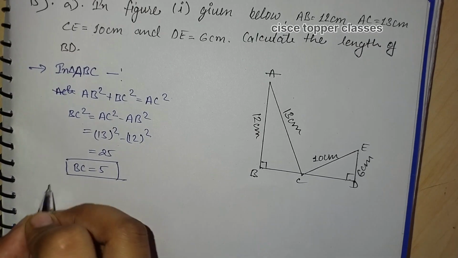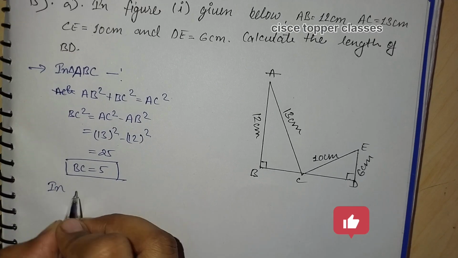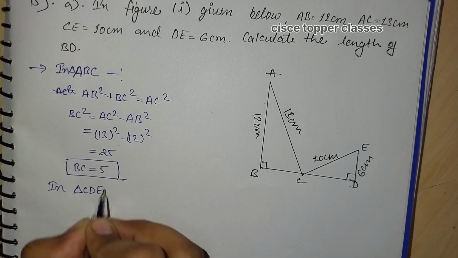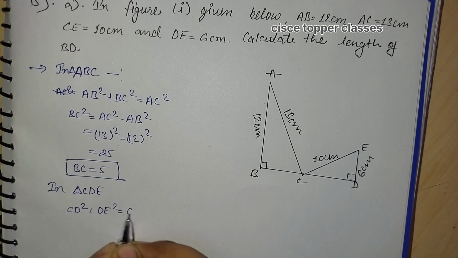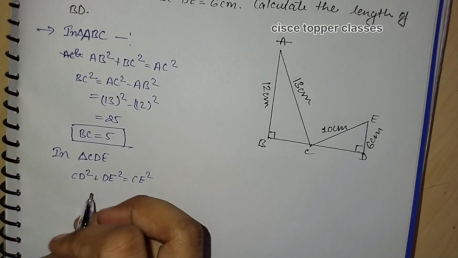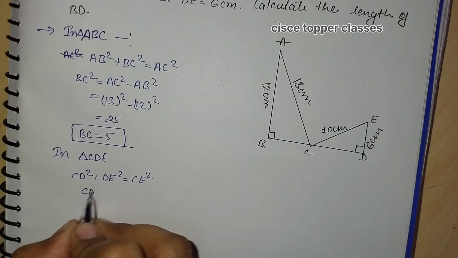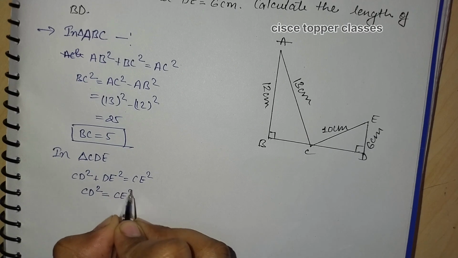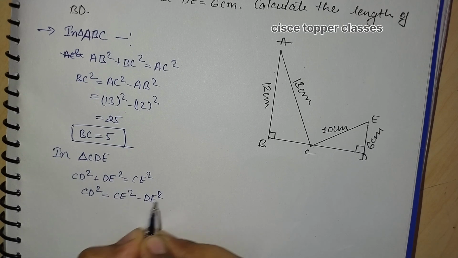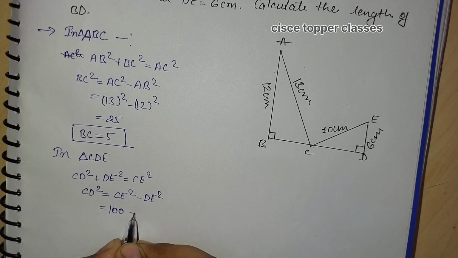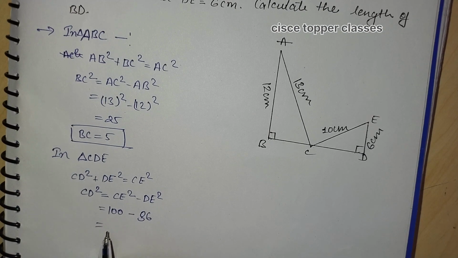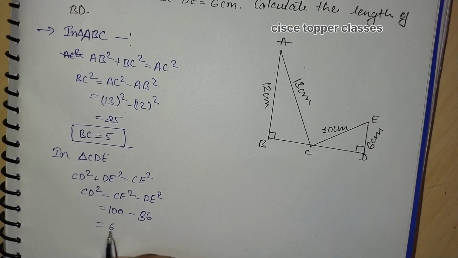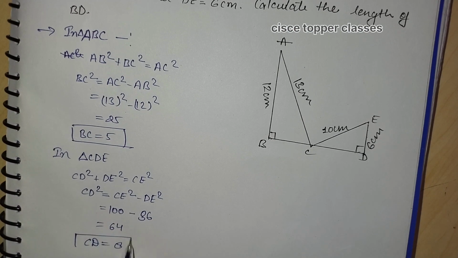Again, to find the value of CD, we can write in triangle CDE, we have CD square plus DE square to get CE square here. So simply CD square we have to find. So we can simply write CE square minus DE square, which will be 100 minus 36. On calculating it, we will get 64. And from here, we can find the value of CD as 8 only.